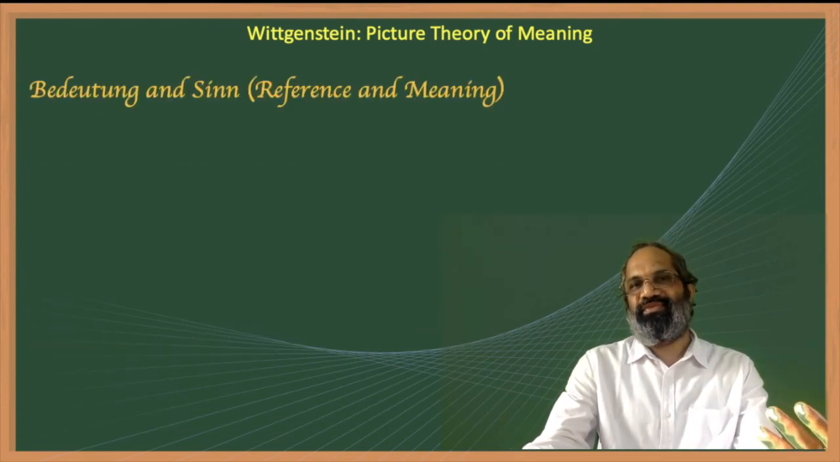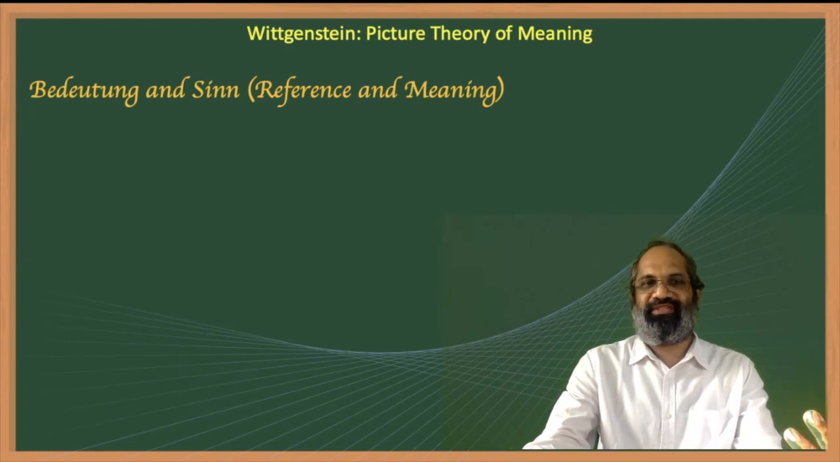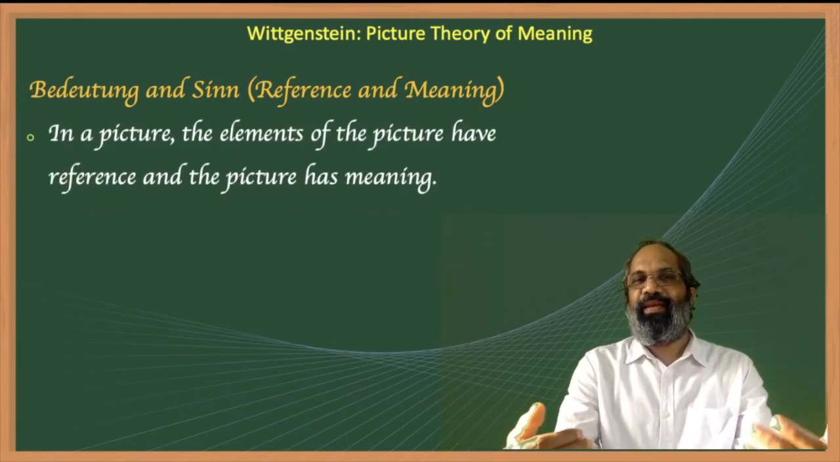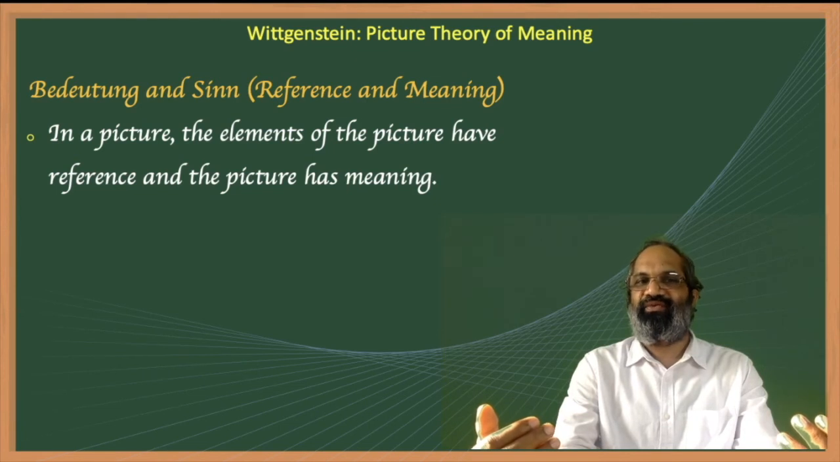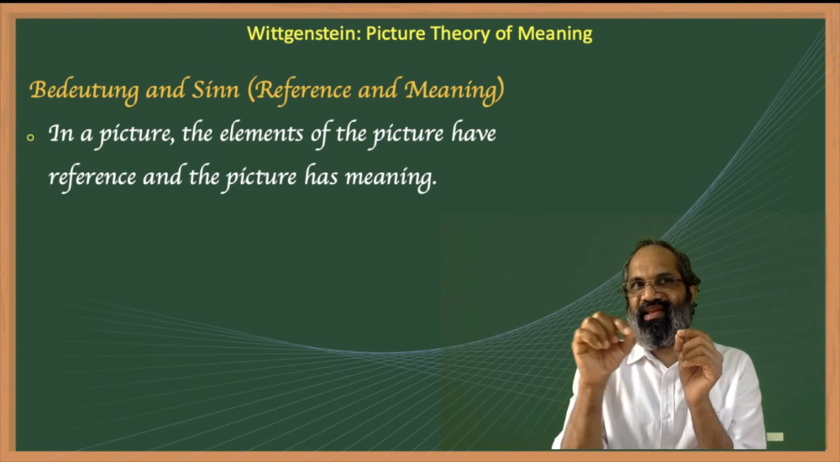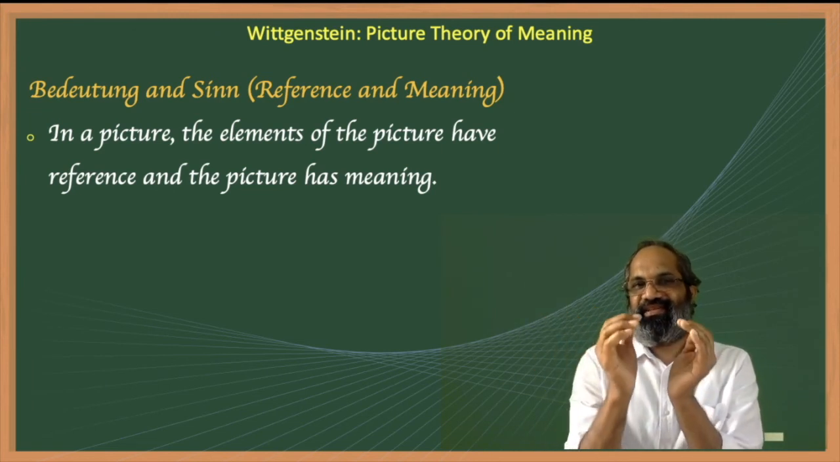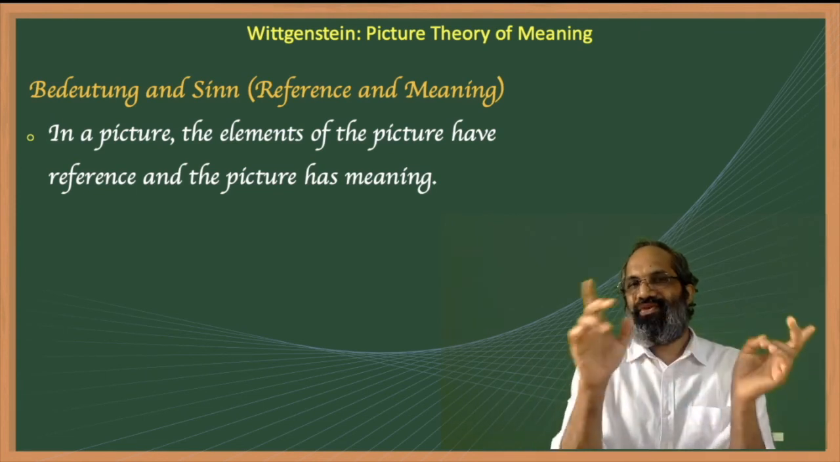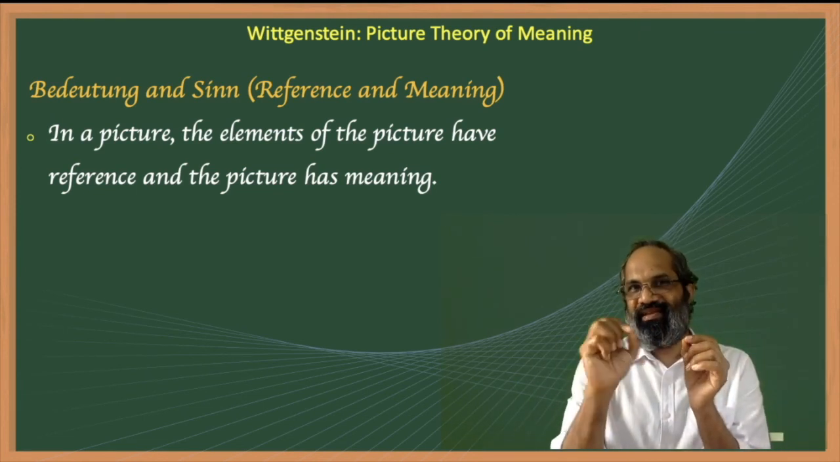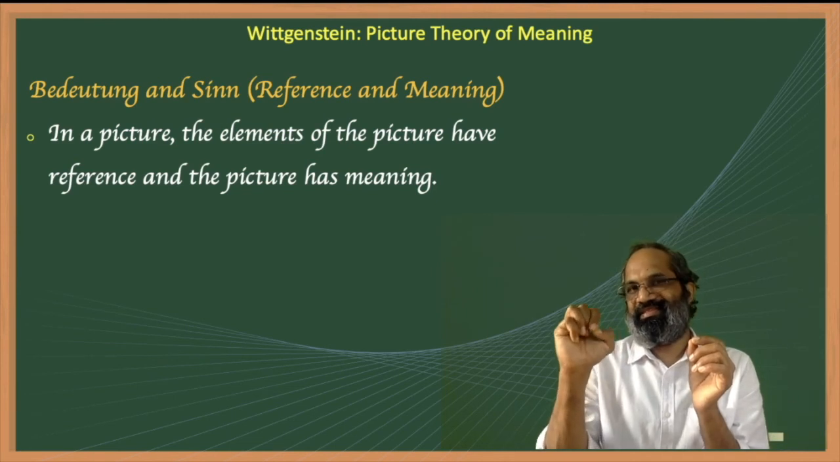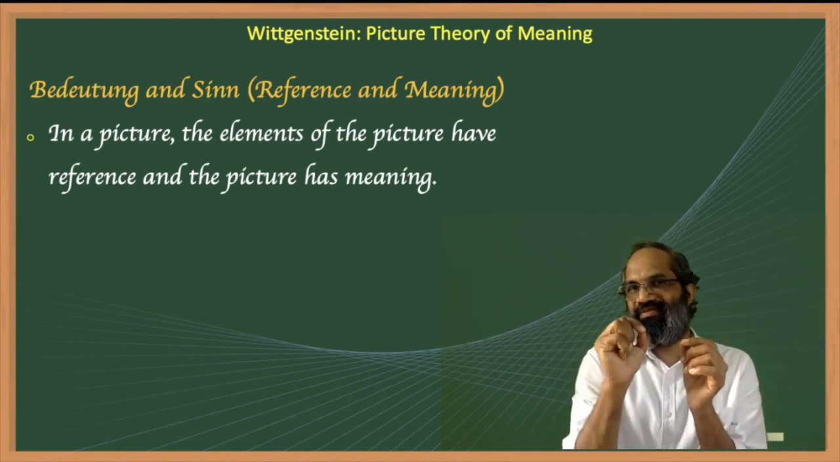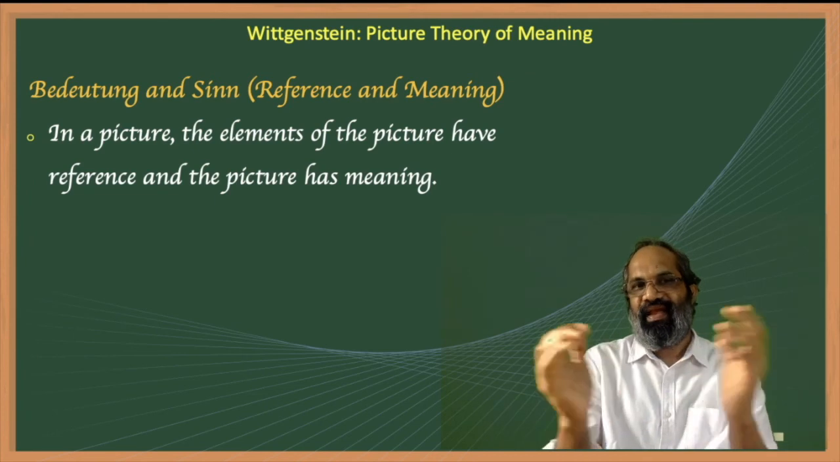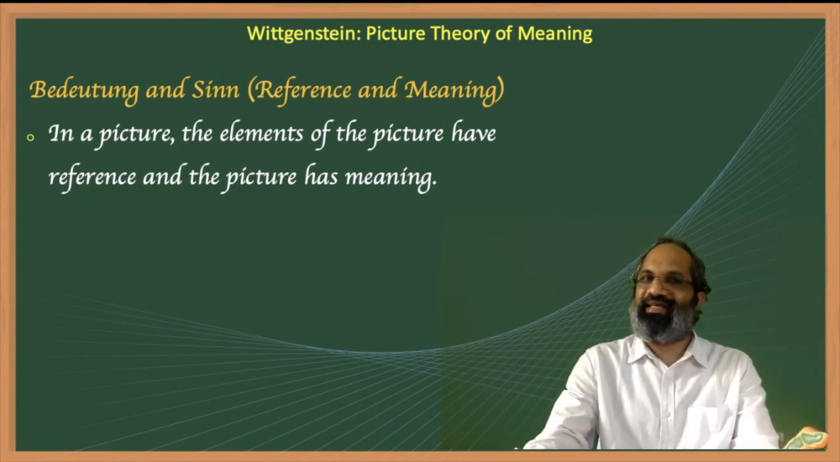Now about the sense and reference, or reference and meaning, of a proposition or a picture. In a picture, the elements of the picture have the reference and the picture has meaning. Each and every element has a reference and the total picture has got a meaning. If you draw the picture of a classroom, each and every element, the bench, desk, the board, the students, everything has got a reference. And the picture as a whole has got meaning.